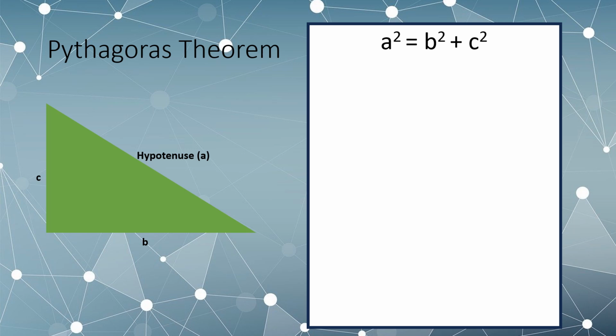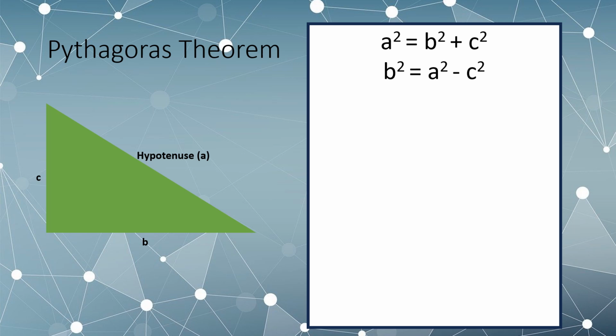Rearranging that equation using our algebra rearranging techniques, we can also solve for the other sides of the triangle using this equation. So we would get b squared equals a squared subtract c squared. Again, b and c can be interchanged. So you could also have c squared equals a squared subtract b squared.